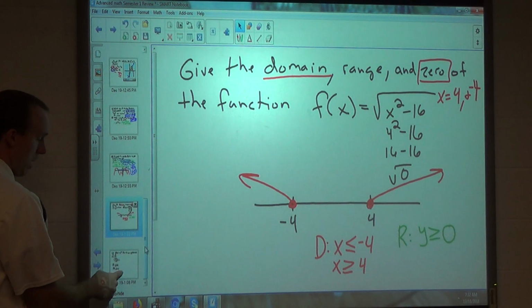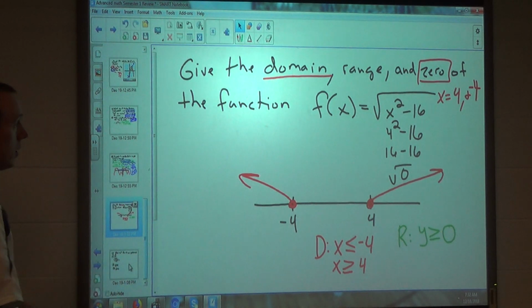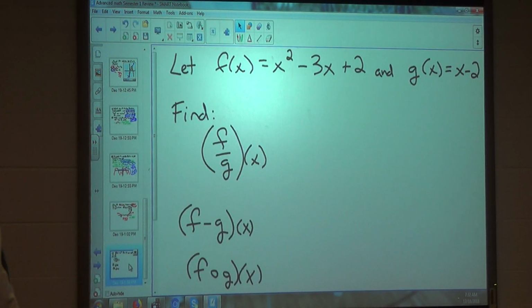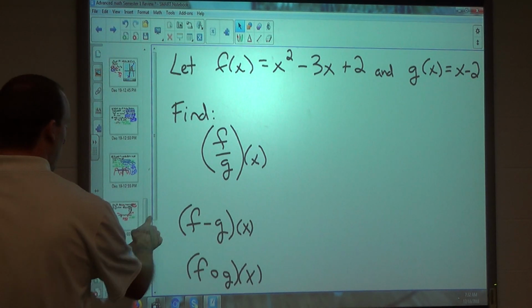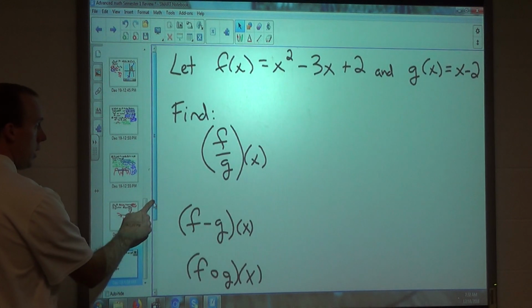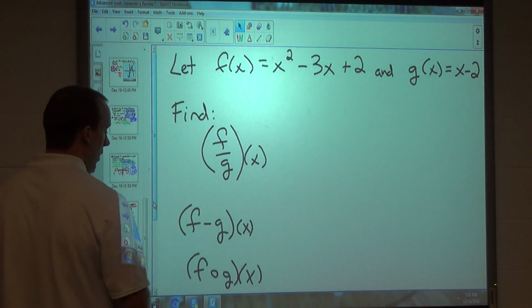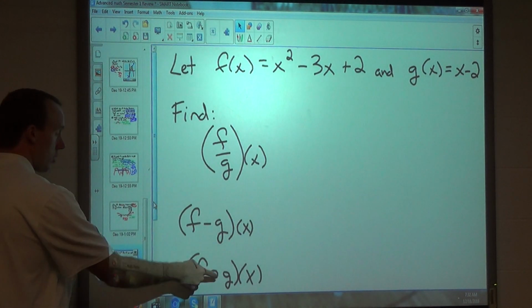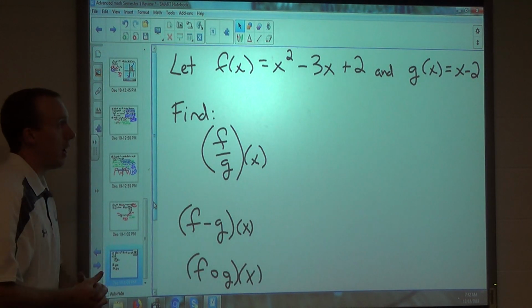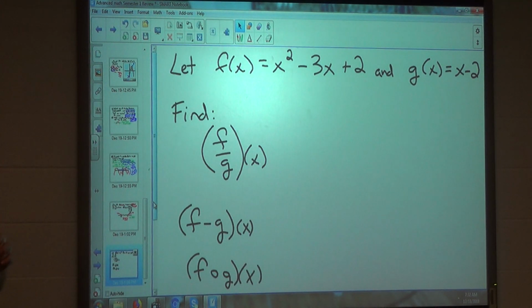Alright, we got the last problem here. So here are my 3 functions. We're going to do f divided by g, f minus g of x, and then f circle g. And we have to find what they turn into. And I gave you the equations up here.